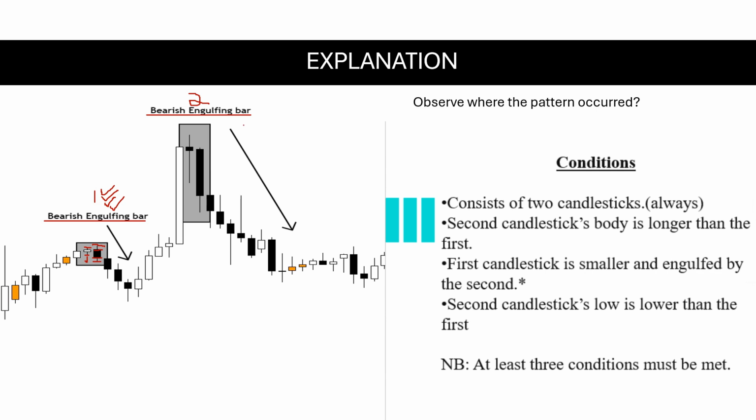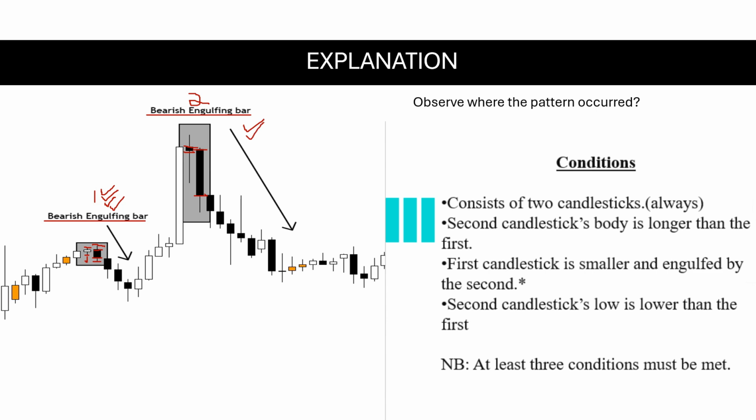again it consists of 2 candlesticks. This one always consists of 2 candlesticks. Second candlestick's body is longer than the first one. The body, you can see, the body of the first one is very small relative to the second one. So this condition is met.